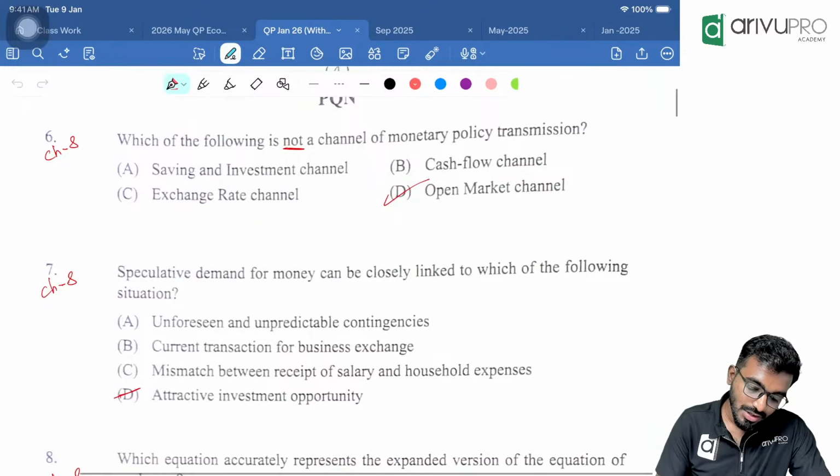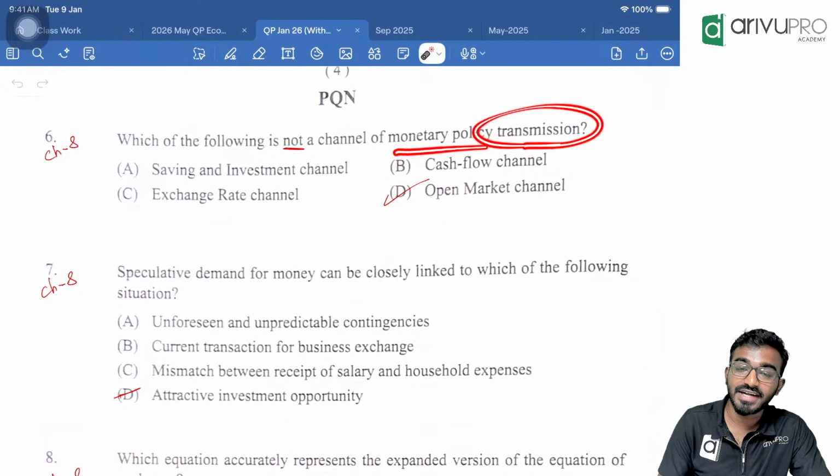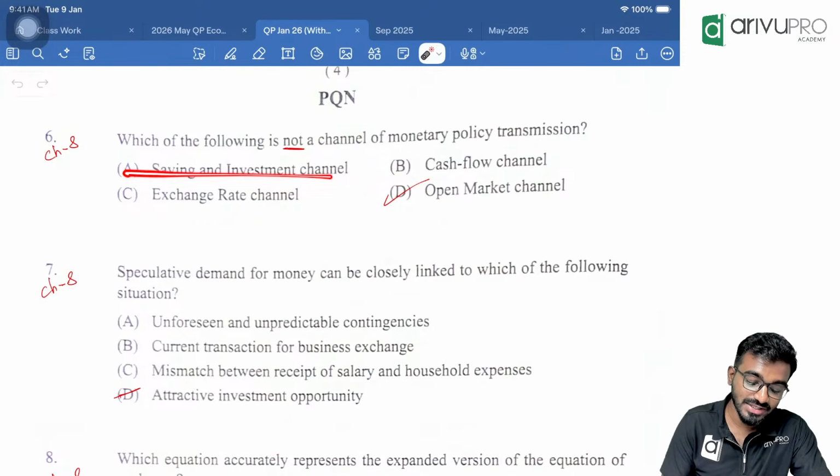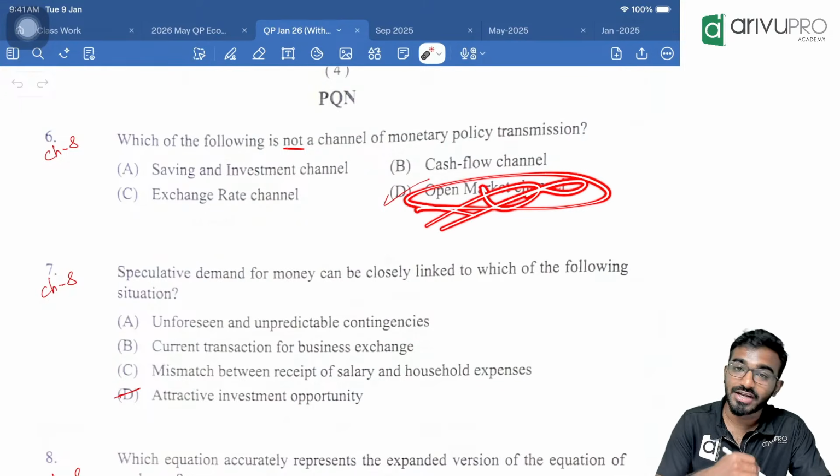Chapter 8. Which of the following is not a channel of monetary policy transmission? Savings and investment channel, yes. Exchange rate channel, yes. Cash flow channel, yes. Asset price channel was there. Not the open market channel, wrong.